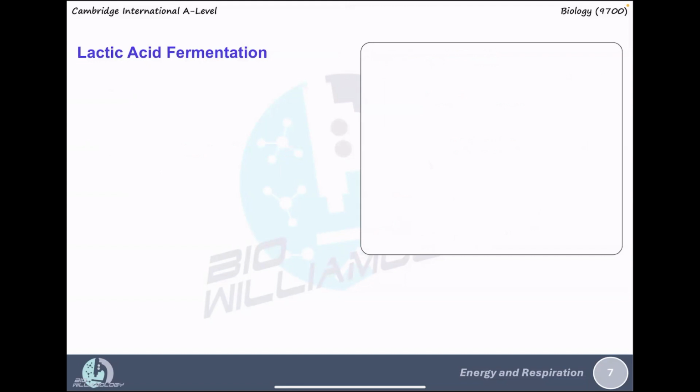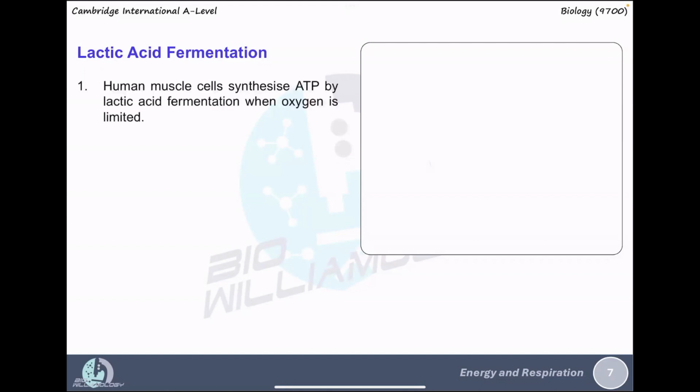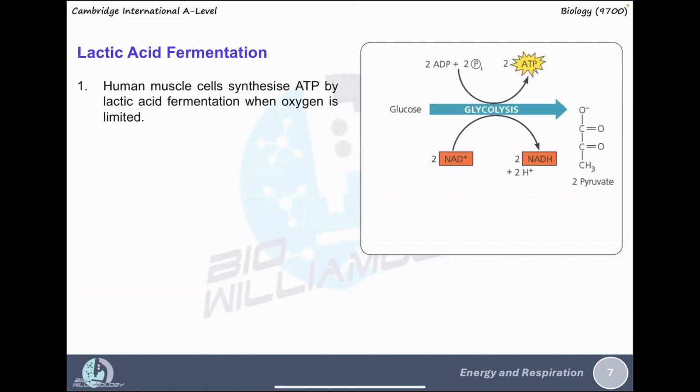So let us look at the second type of anaerobic respiration, which is lactic acid fermentation, which occurs in mammalian muscle cells. So human muscle cells synthesize ATP by lactic acid fermentation when oxygen is limited. As usual, this diagram shows the glycolysis process where a glucose molecule is oxidized to form 2 molecules of pyruvate, and in this process, NAD is involved.